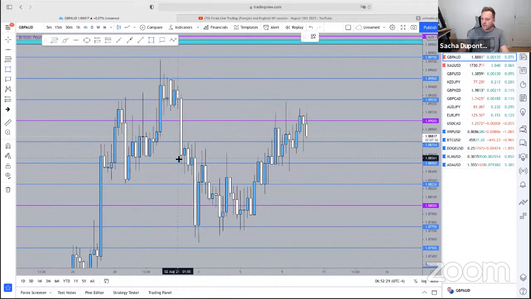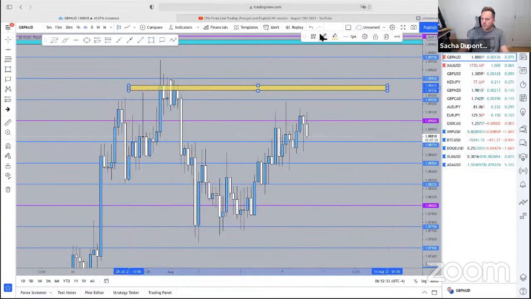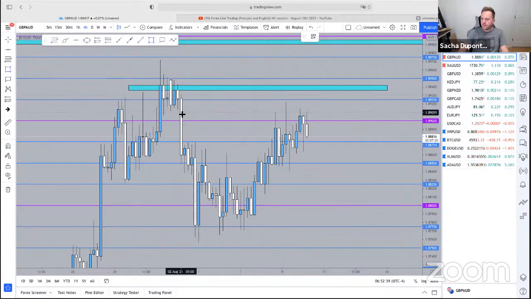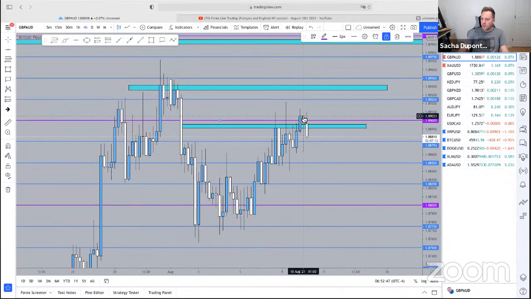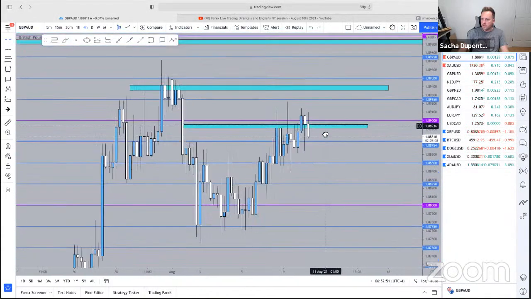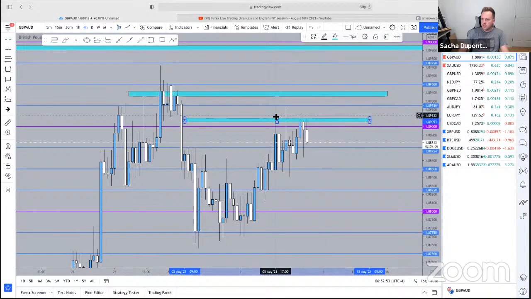All right, so 4 hours, man, this is so ugly. So freaking ugly. So this was the zone. So price came up, broke the zone, created new resistance. So now this is our newest zone.